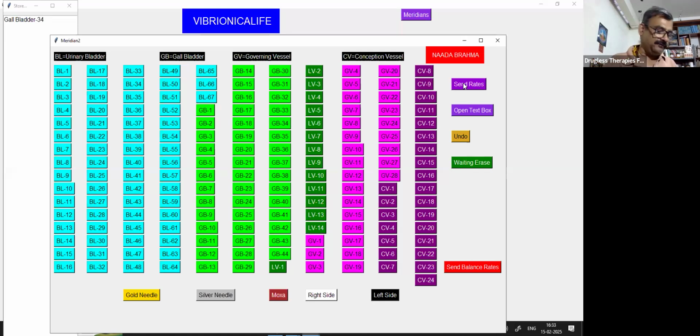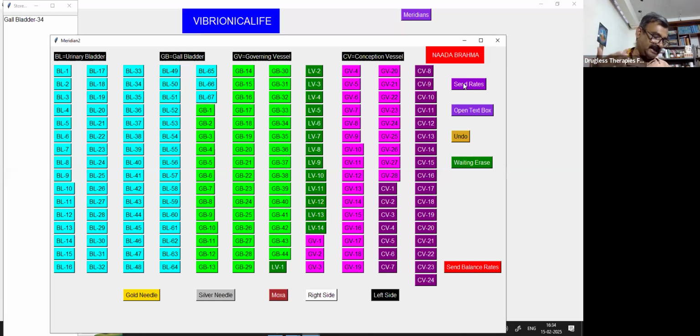So GB34, we are doing it by the GB34. Likewise, liver meridian: liver 3, liver 4, liver 11. We come across many. Our children and the daughters suffer a lot from menstrual pain. So for menstrual pain, liver 11 is a remedy as per the Mataji.